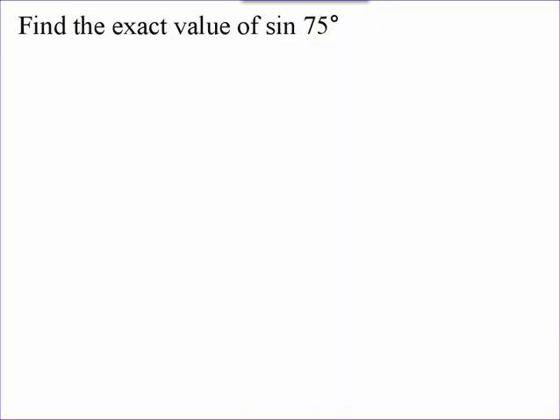So let's go ahead and find the exact value of sine of 75. Remember, exact value means no decimals. So I've got the sine of 150 divided by 2. How do you know it was 150? The easy way is to take 75 times 2.